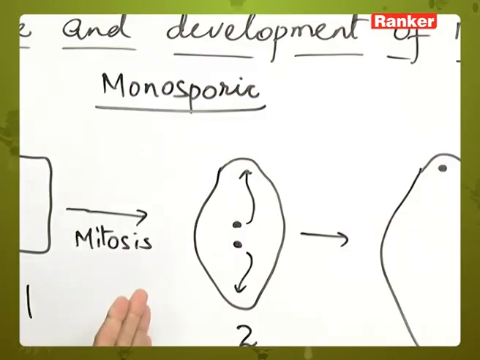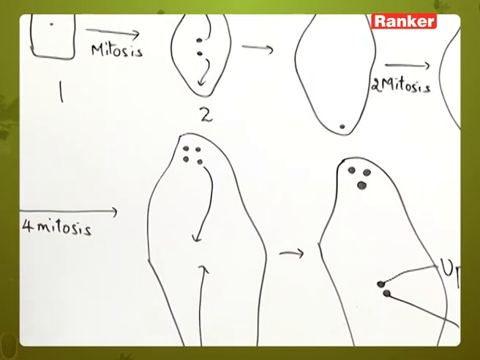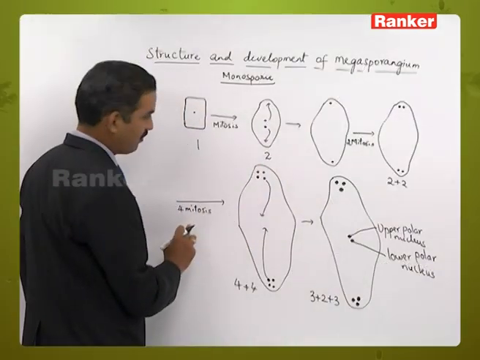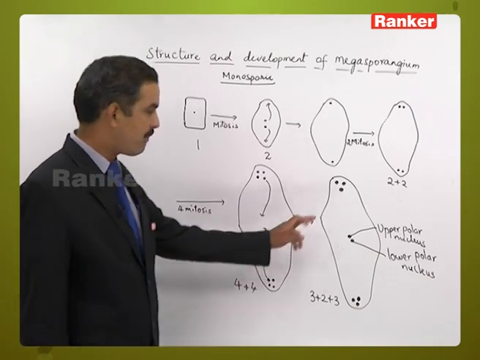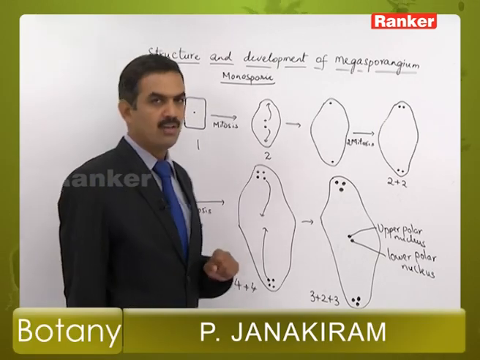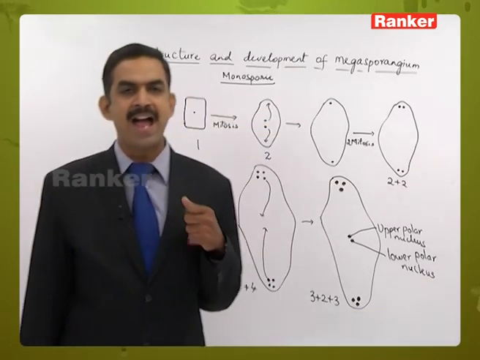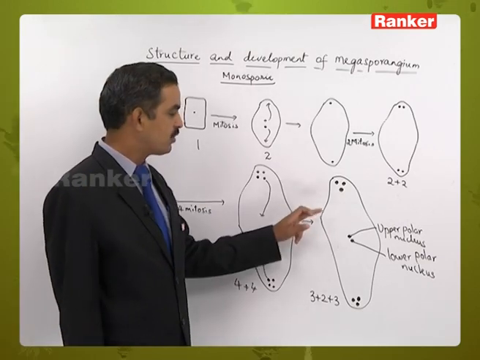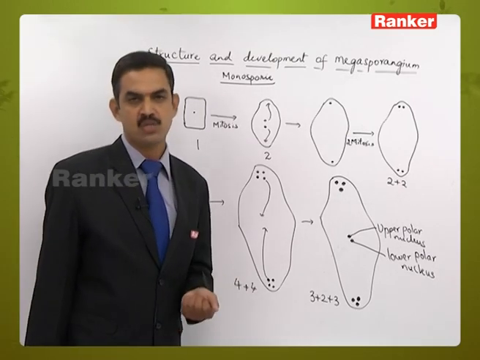So, for the formation of the embryo sac, how many mitoses take place starting with the megaspore? 1 mitosis, 2 mitosis and 4 mitosis. So, a total of 7 mitoses are taking place, resulting in the formation of an 8 nucleated embryo sac. Already we had discussed that 1 mitosis will result in the formation of 1 spindle apparatus. So, as 7 mitoses are taking place, a total of 7 spindle apparatuses are formed during the formation of the 8 nucleated embryo sac starting from 1 functional megaspore.